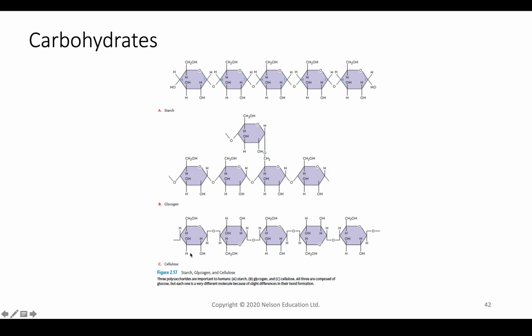All right, I digress, but that's just a reminder for you that cellulose is able to be digested by termites and not by other organisms.